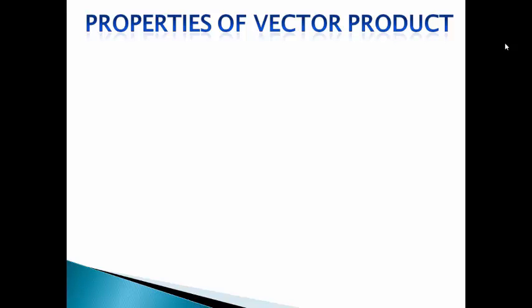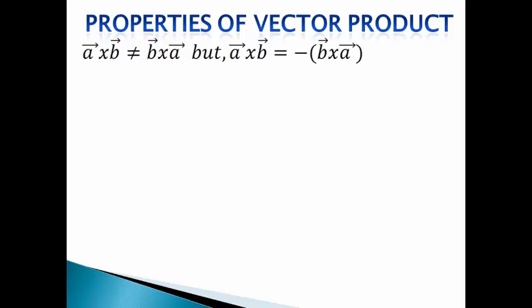The first property of vector product is that vector product is non-commutative. That means A bar cross B bar will not be equal to B bar cross A bar, but A bar cross B bar will be equal to minus of B bar cross A bar. Since the resultant quantity of A cross B is a vector, if you change A cross B to B cross A, then the direction of the resultant vector will also be reversed.